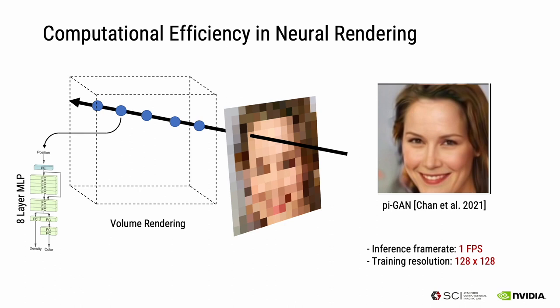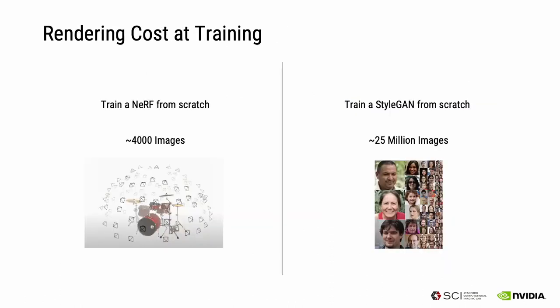Not only does this limit the inference frame rate, but we need to render millions of images just during training. To put things into perspective, training a NeRF on a single scene requires about 4,000 renderings worth of compute. Meanwhile, the training of a single state-of-the-art GAN requires generating millions of fake images. And that's why efficiency is so important for a 3D GAN. Not only do we get better inference speed, we get faster training, we get higher resolution training, and the higher resolution training leads to higher image quality.